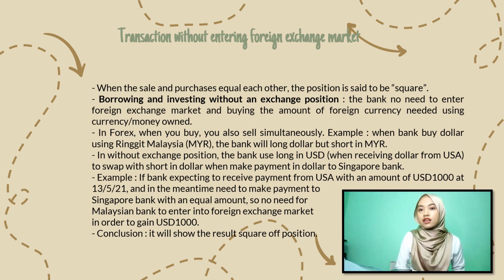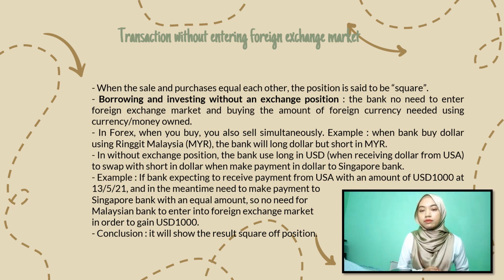In Forex, when you buy, you also sell simultaneously. For example, when a bank buys dollar using Ringgit Malaysia, MYR, the bank will be long in dollar but short in Malaysian Ringgit. In without exchange position, also, the bank uses long in US dollar when receiving dollar from USA to swap with short in dollar when making payment in dollar to a Singapore bank as an example.